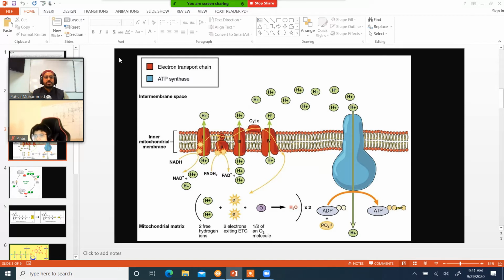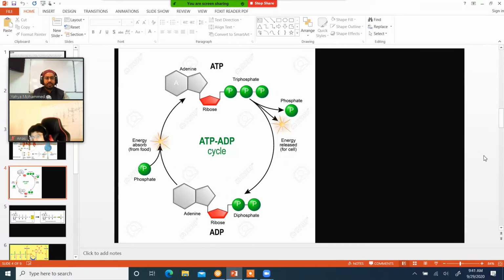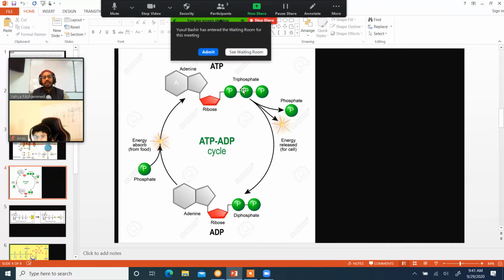Right, right. So you see over here, this reaction down here, ADP going to ATP. Let's look at it a little closer on the next picture. This is called the ATP ADP cycle. So Anas, what is the difference between ATP and ADP?